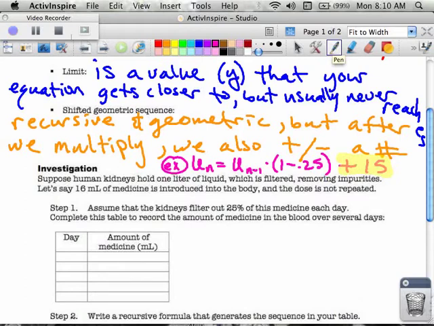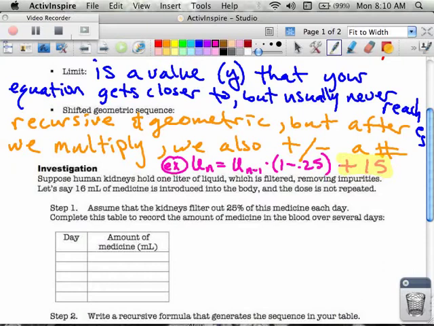So if you ever see that phrase, shifted geometric, all that means is do what you've been doing already, but in the end you have to add or subtract something. So it's a recursive and geometric equation, which means that we're multiplying a number, but afterwards we also add or subtract something. Questions so far on the vocabulary? Okay, let's try an example.